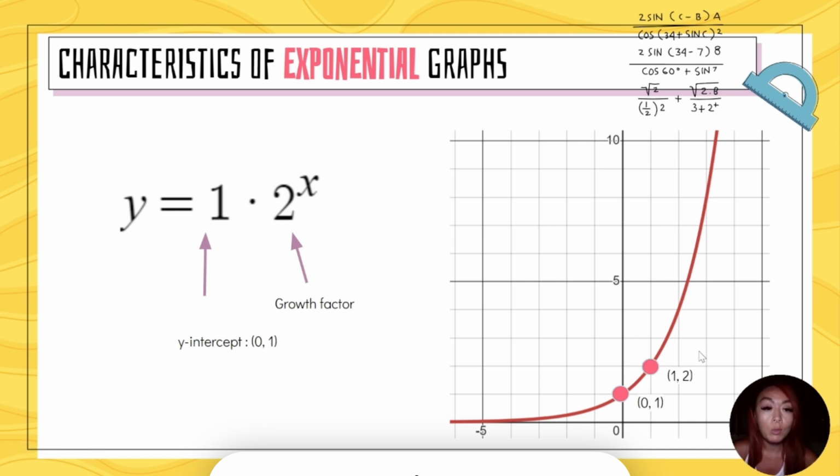And our next point would be (1, 2). To get the next point, we're going to multiply 2 by 2, and we'll get the point (2, 4). Then we'll multiply 4 by 2, and we'll get (3, 8). And so on.